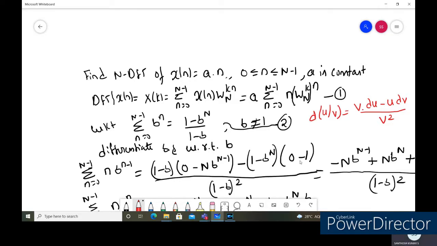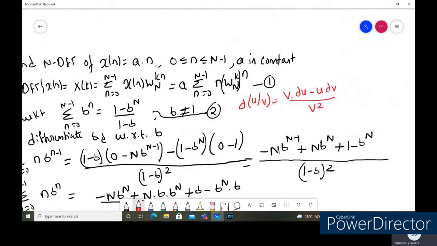Let us multiply 1 with all the terms, and let us multiply minus b with all the terms here. So we'll get the required quantity. 1 into 0 is 0. 1 into minus n into b to the power of n minus 1, so we'll get minus n into b to the power of n minus 1. And similarly, minus b into minus n into b to the power of n minus 1: minus into minus will become plus, so it is n into b to the power of n minus 1, and b will get cancelled, so we'll get b to the power of n. And similarly, minus 1 into minus will become plus 1, and minus into minus will become plus, into minus is minus b to the power of n, will get divided by the denominator.